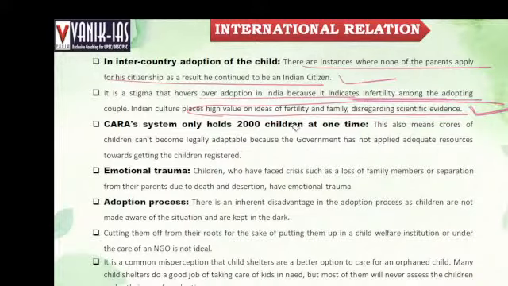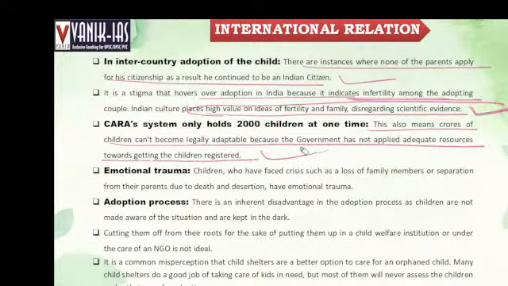And CARA only holds 2,000 children at one time. This also means that crores of children cannot become legally adoptable because the government has not applied adequate resources towards getting children registered. So the government has to increase the resources of CARA for adoption.